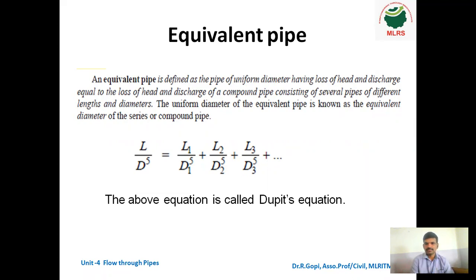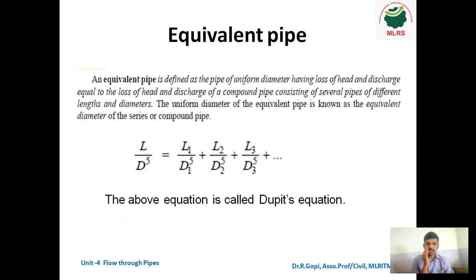What is that load called? It is called resultant load. So the same impact will happen in the beam. Okay, if you convert a number of loads into one load, that load is called resultant load. Okay, so same way in case of pipes in series, pipes in parallel.